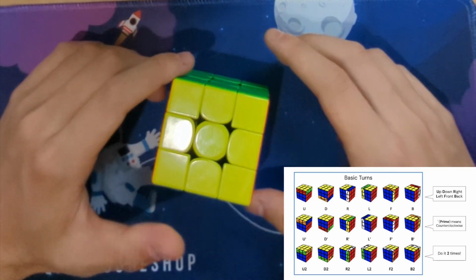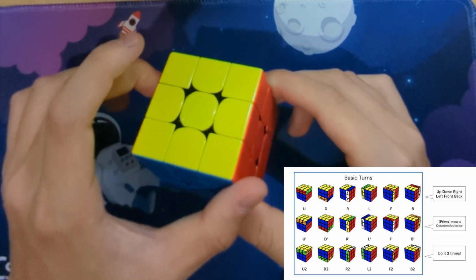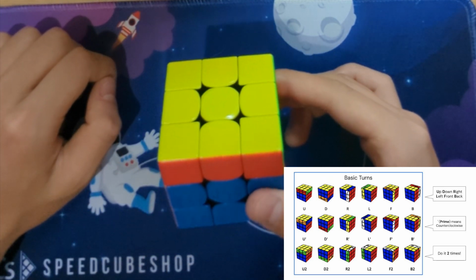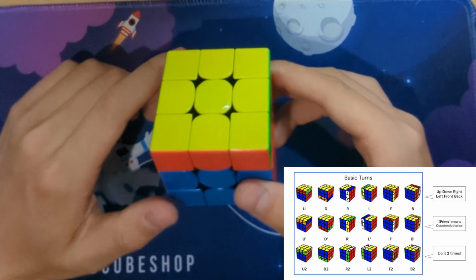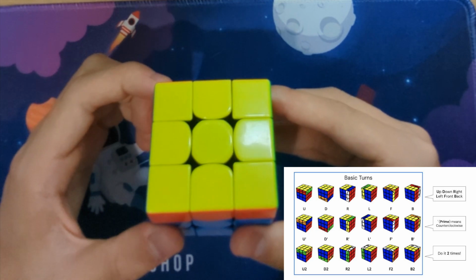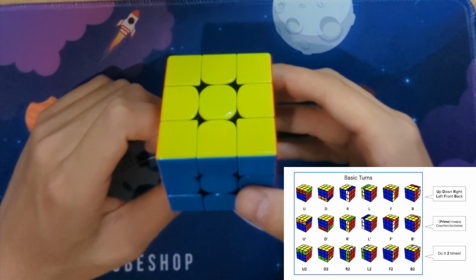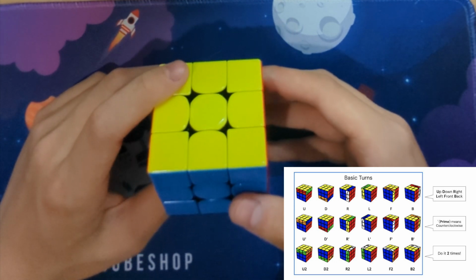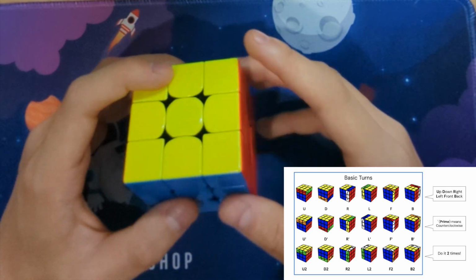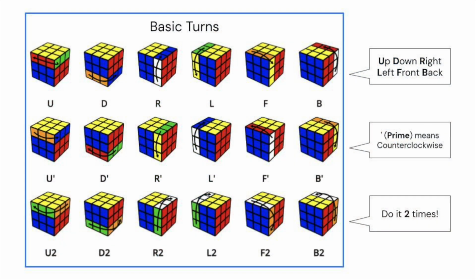If you see a U without anything after it, that means to rotate the up layer clockwise. However, if you see a prime after the U, such as U prime, that means to rotate the up layer counterclockwise. If you see a 2 after a move, that means that you should rotate that layer twice. So for example, if I see R2, that means I should rotate the right layer twice. Here's the full list of basic turns. Feel free to pause here to understand what they all are.